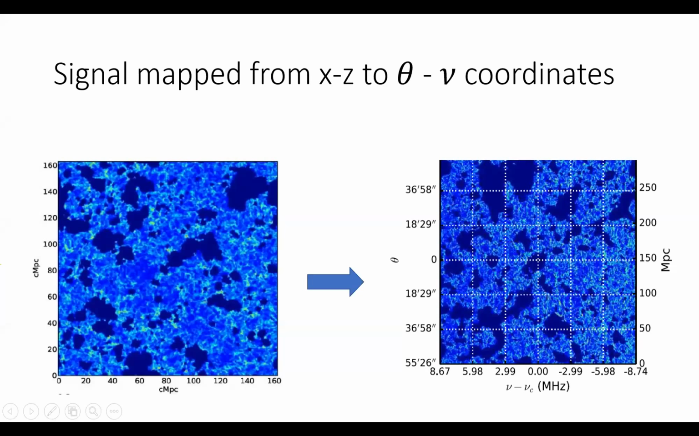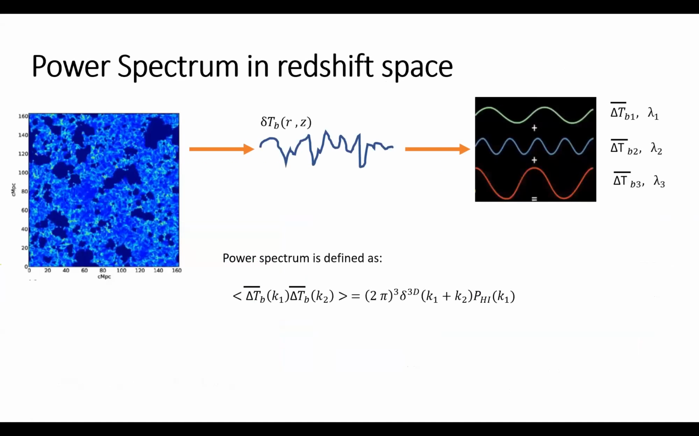Right. So this is an example. The left hand panel is the simulation in comoving coordinates, but then I convert it into theta-frequency space, and it automatically implements the light cone as well as the redshift space distortion. So now I have the quantities in redshift space: the density, differential brightness temperature, everything. The next important thing is the power spectrum.